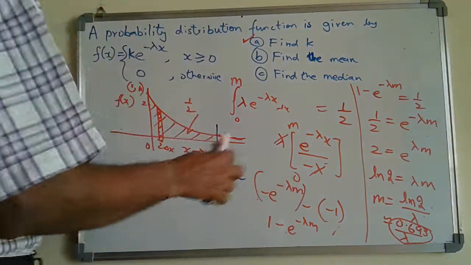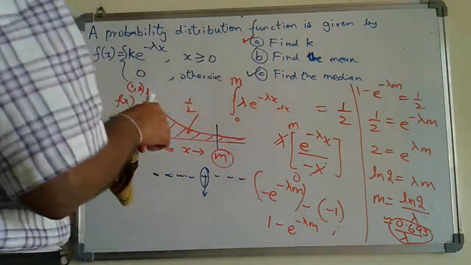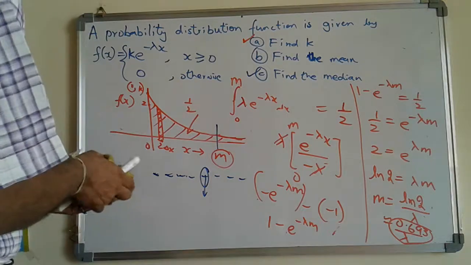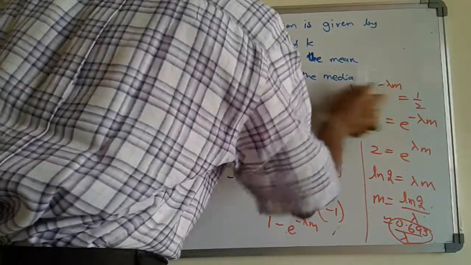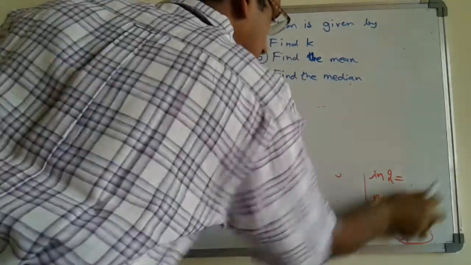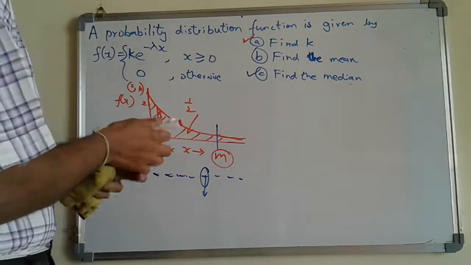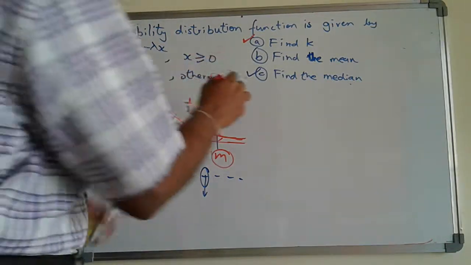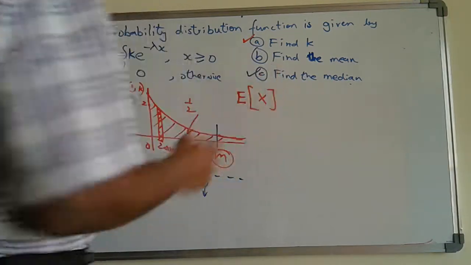Okay, let's move on to the next part, which is finding the mean. We are done with the median as well. How do we find the mean? Let's erase this off here. What is the mean of any distribution? The mean is nothing but an expectation. It's an expectation of x.